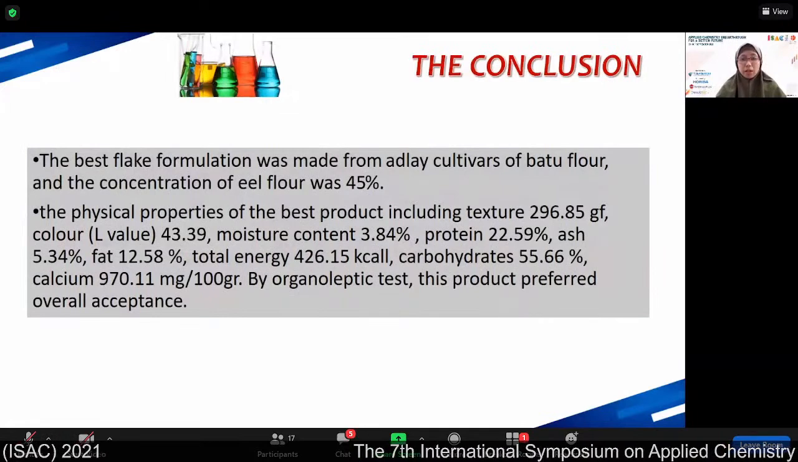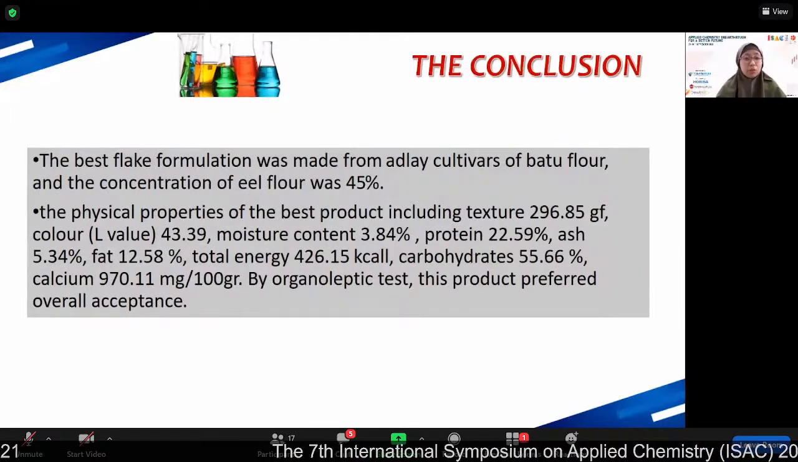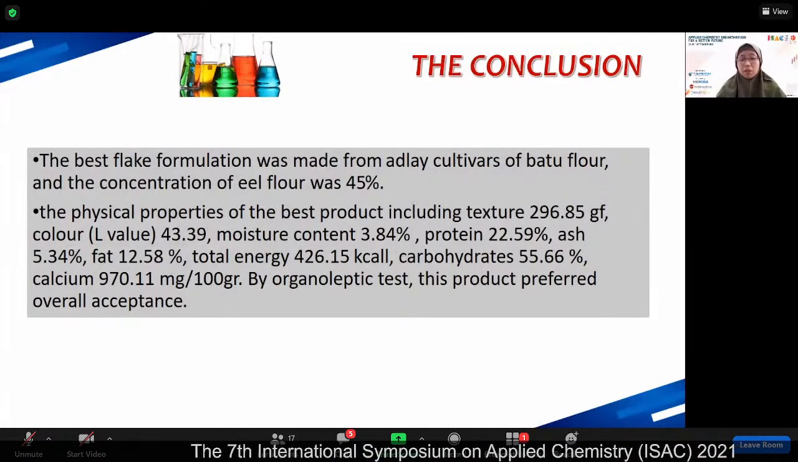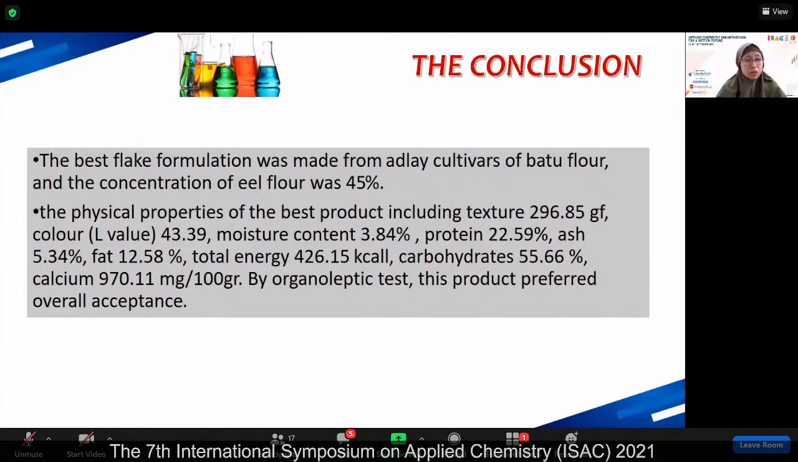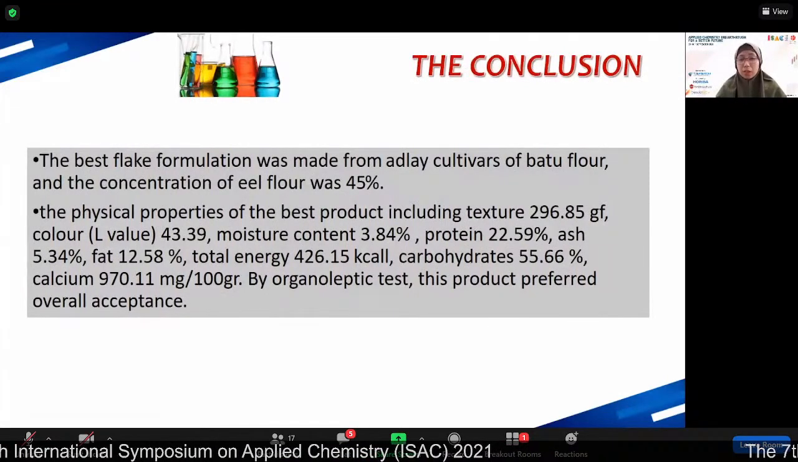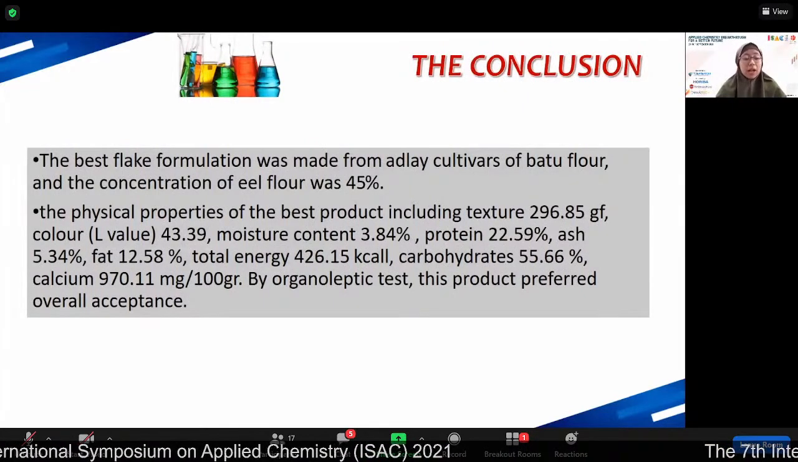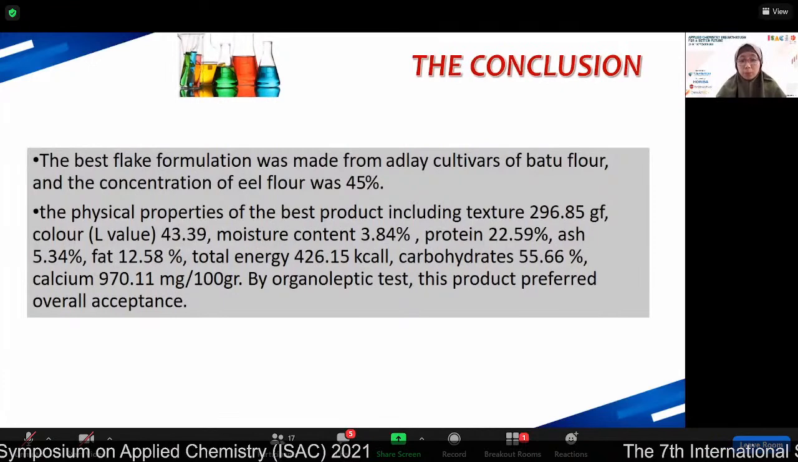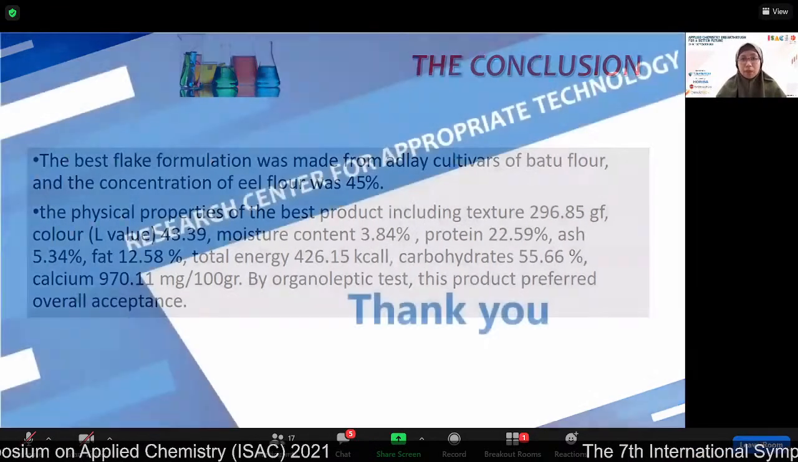The physical properties of the best product include texture 296.85 gram force, and color L value 43.39, moisture content 3.84%, protein 22.59%, ash 5.34%, fat 12.58%, total energy 426.70 kilocalorie, carbohydrate 55.66%, calcium 970.11 milligram per 100 gram, and by organoleptic test, this product is preferred for overall acceptance.